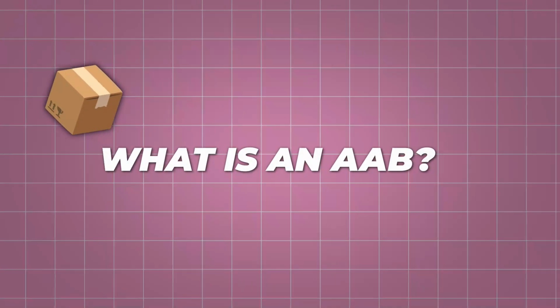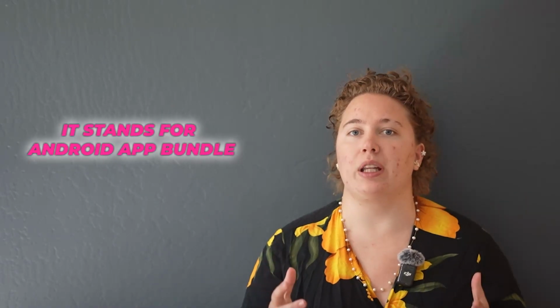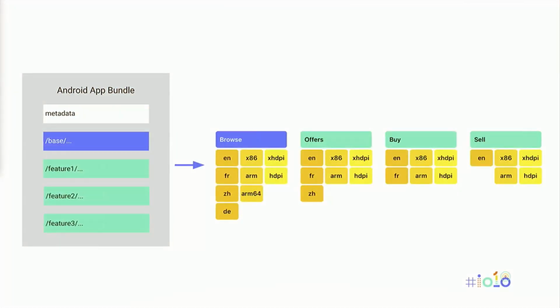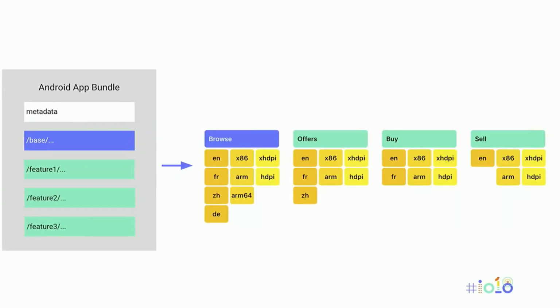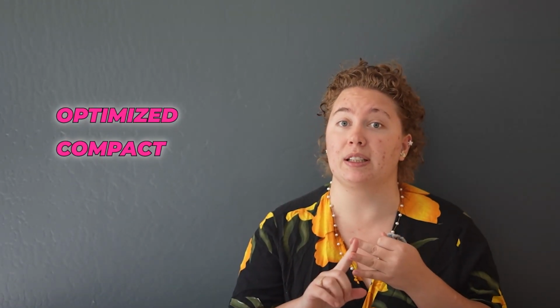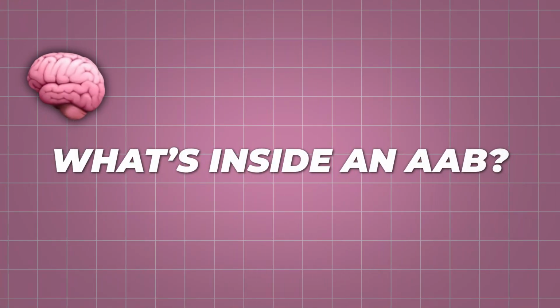What is an AAB? Now, AAB is a more modern format. It stands for Android App Bundle. At first glance, it might look similar to an APK, but only at first. An AAB is not a complete app. It's a bundle of everything needed to build the app for a specific device. Think of it like handing Google a full Lego set. Google then picks just the pieces that a specific user needs and builds the APK on their side, optimized, compact, and customized.